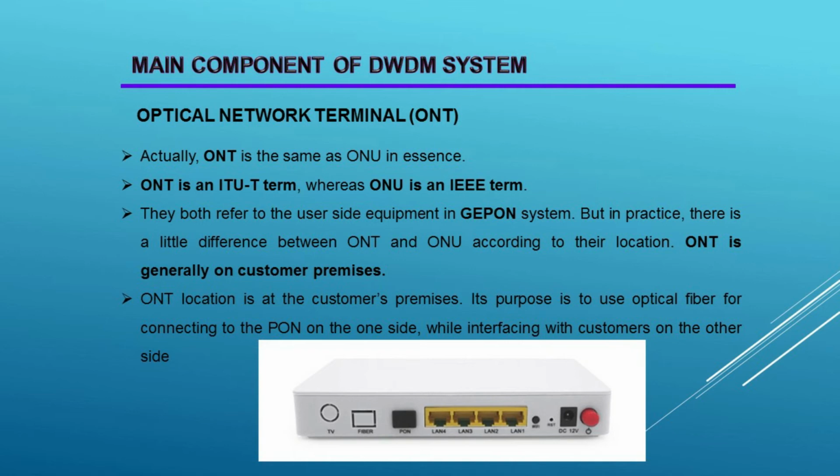Optical network terminal, ONT. Actually, ONT is the same as ONU in essence. ONT is an ITU-T term, whereas ONU is an IEEE term. They both refer to the user-side equipment in a GPON system. But in practice, there is a little difference between ONT and ONU according to their location. ONT is generally on customer premises. Its purpose is to use optical fiber for connecting to the PON on the one side, while interfacing with customers on the other side.